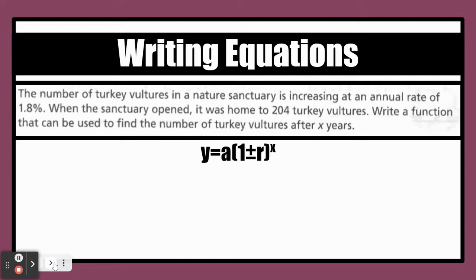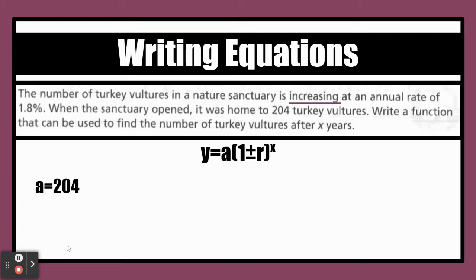So the first thing I would like to do is first determine if this is going to be growth or decay. So I'm going to look for some key information here. And notice I have the word increasing, so that lets me know that I have growth. So I will be using the plus sign out of this equation. Next, I need to determine my initial start. How many turkeys did we start off with? Which was 204.